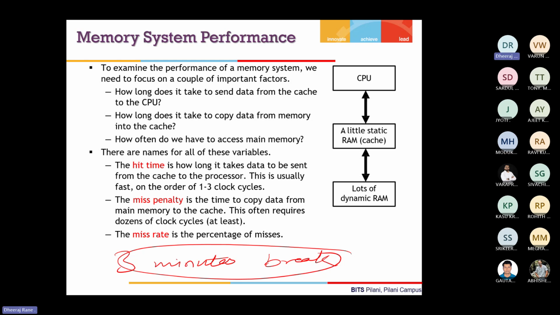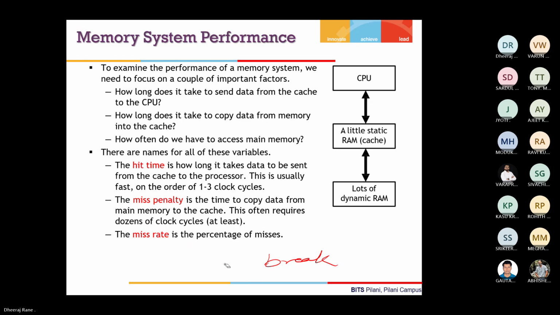Okay, resuming the session. So performance. I think you might have calculated it. Ultimately, whenever we have a hit or miss, the overall performance will be based on these three parameters: the hit time, the miss penalty, and the miss rate.